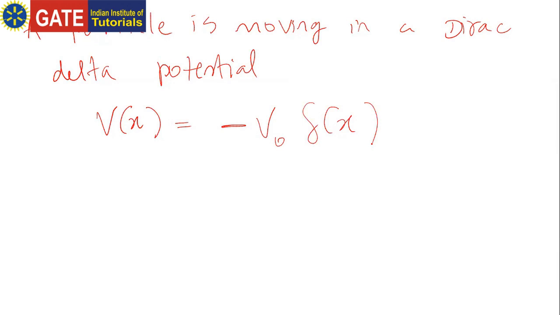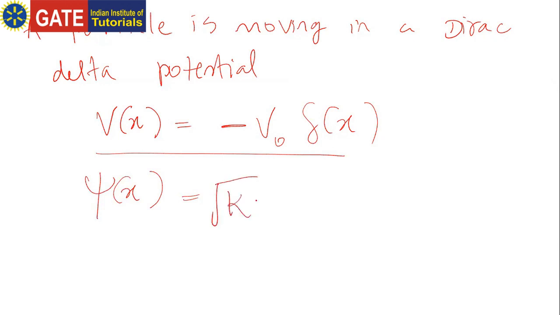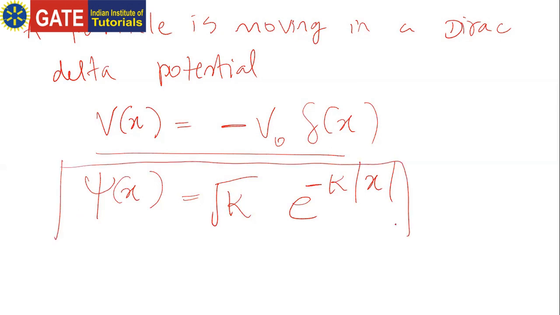For a particle moving in a Dirac delta potential, its wave function will be psi of x equal to root k e power minus k mod x. In your examination, you will get questions from this part. Consider a particle moving in a Dirac delta potential. Find delta x or delta px or the uncertainty relation. That time you should remember, for a Dirac delta potential, this is the wave function value.